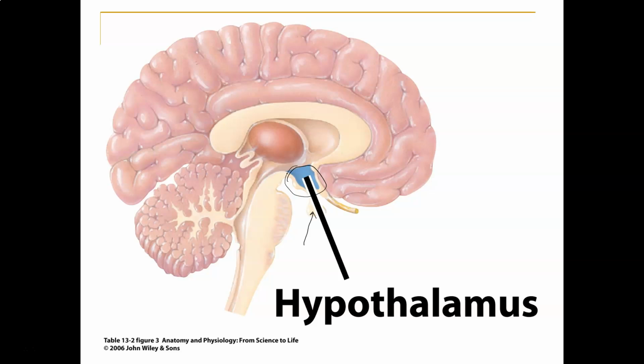But that's not all it does. It also helps regulate your internal body temperature. So it's like your body's thermostat. It has a thermoregulatory role. It controls various cycles like hunger-thirst, sleep-wake cycles. It's also part of something called your limbic system, which we'll talk a little bit more about shortly, but that's your emotional brain, as they call it. So it helps mediate emotional responses.